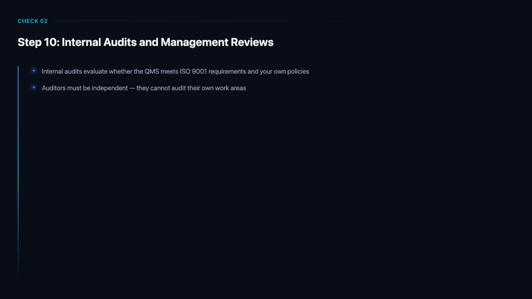Auditors must be independent and objective. They cannot audit processes or areas where they have direct responsibility. Plan your audit program to cover all clauses over a defined cycle.